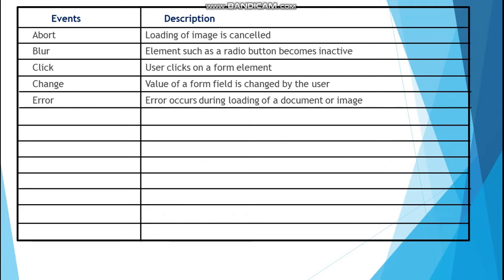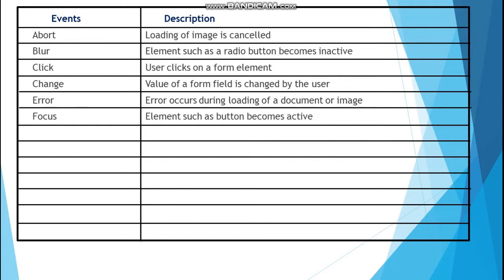Then error. Error means mistake. Error occurs during loading of a document or image. Suppose you are going to start a web page, and in that web page it shows an image, but that image is missing. At that time the browser will not be able to display the image, so the error event occurs. If such an event occurs, then you can write a particular message that the image is not able to display here. This way we can solve such problems.